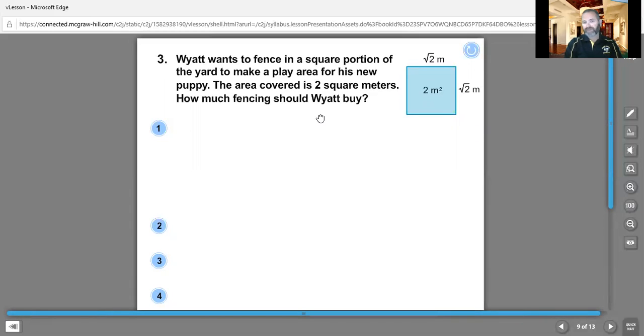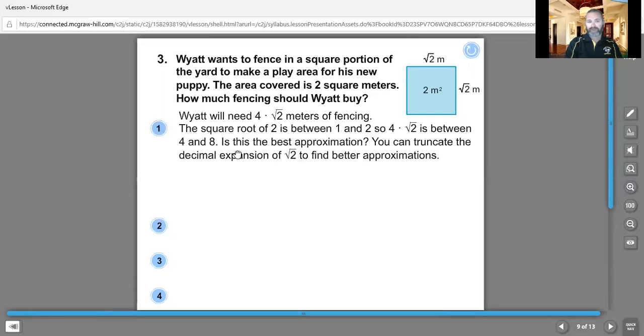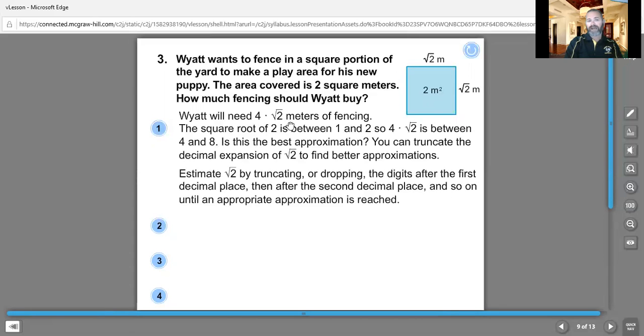That's not something you can easily do in your head because the square root of 2 is an irrational number. It's a non-perfect square. So he's going to need 4 times the square root of 2 meters of fencing. The square root of 2 is between 1 and 2. So 4 times the square root of 2 is between 4 and 8. Is this the best approximation?